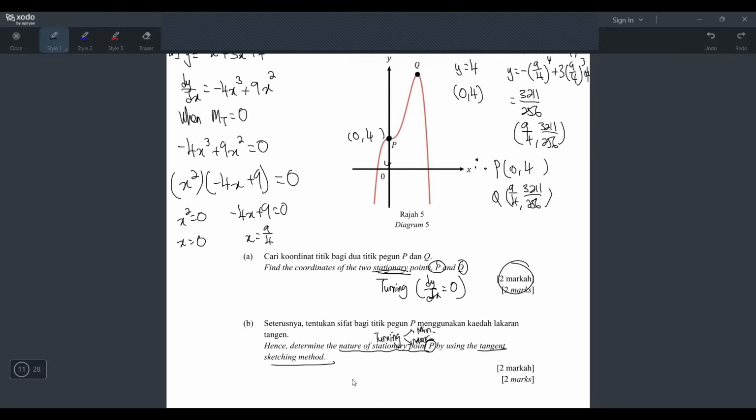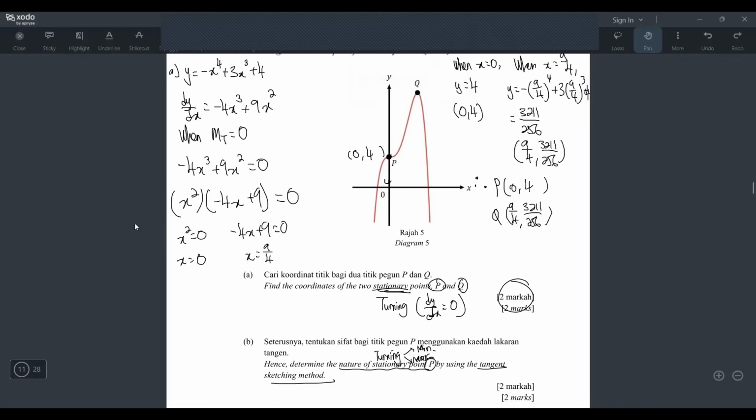You understand, right? So I repeat one more time. Stationary point means turning point. And for a turning point, there are only two types, minimum or maximum. And if they say determine the nature, it means they want you to determine minimum or maximum, right? So I'm going to explain using this question.